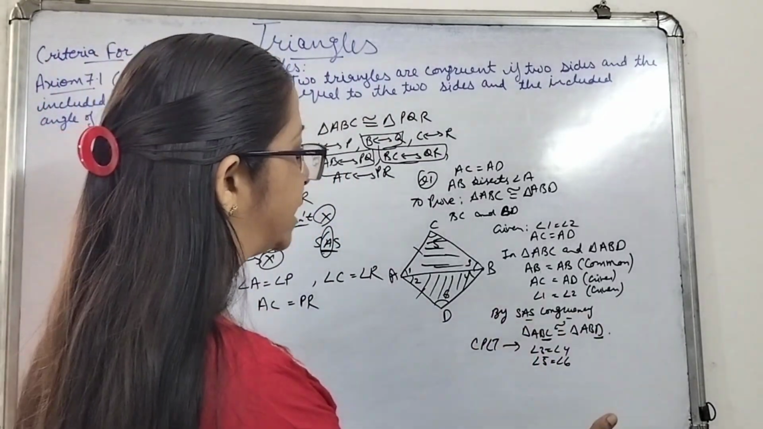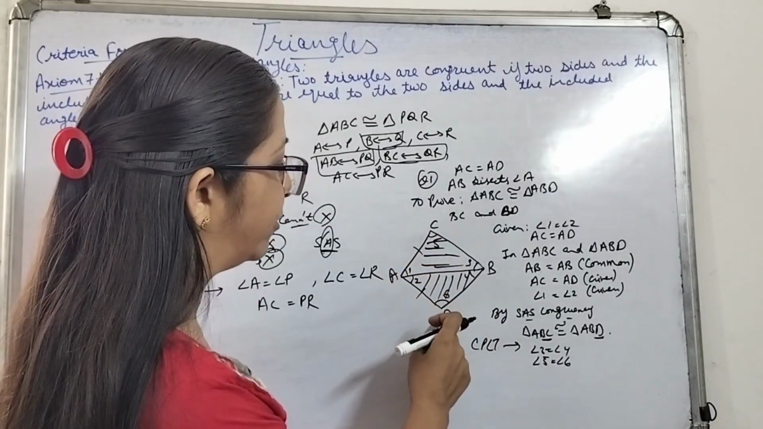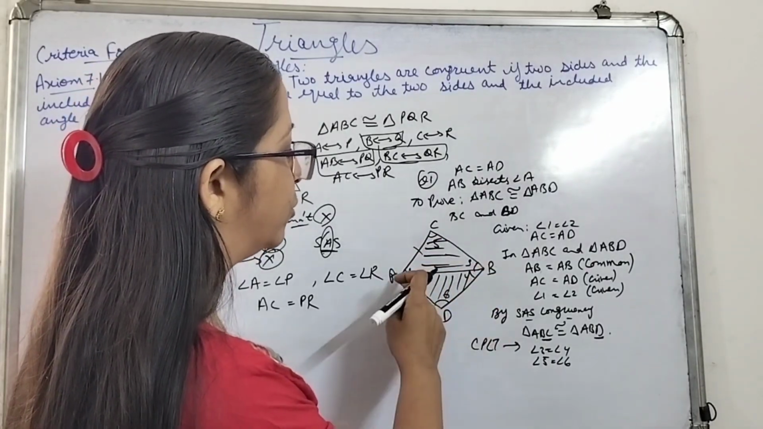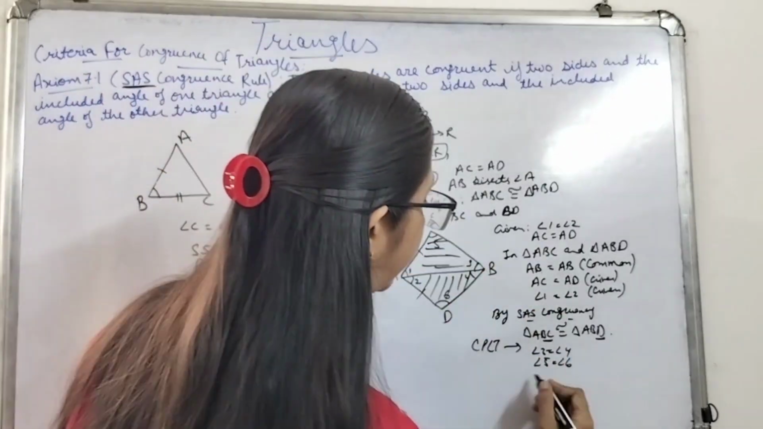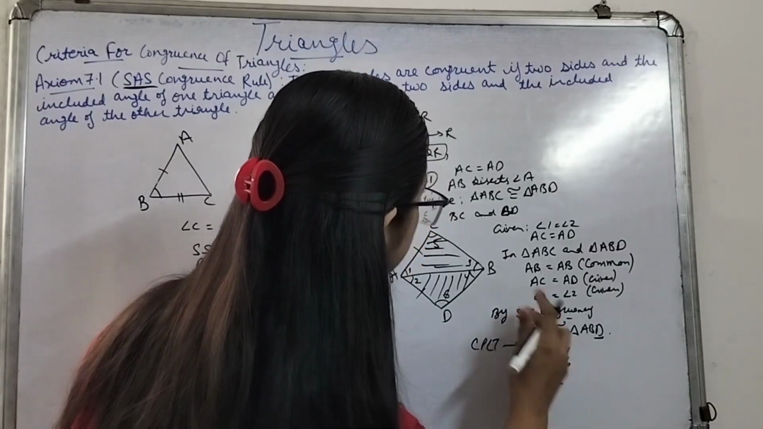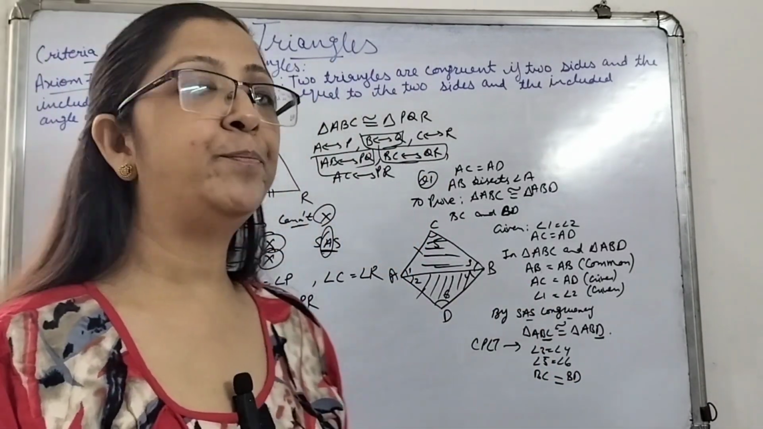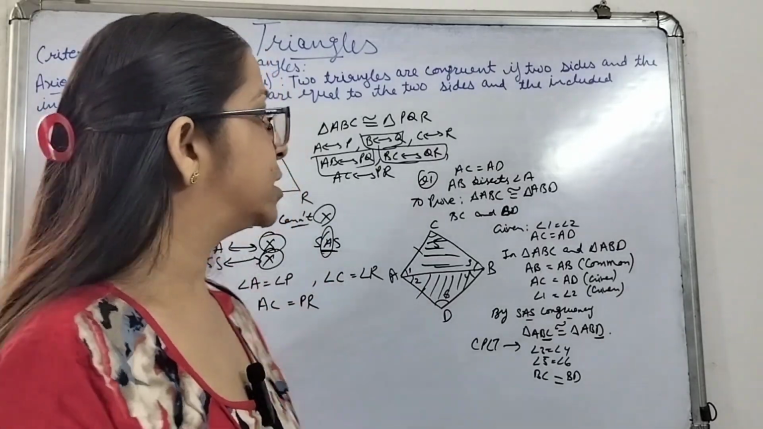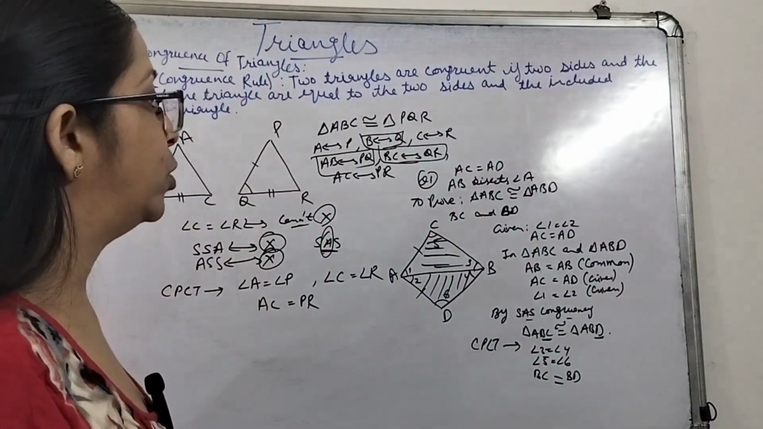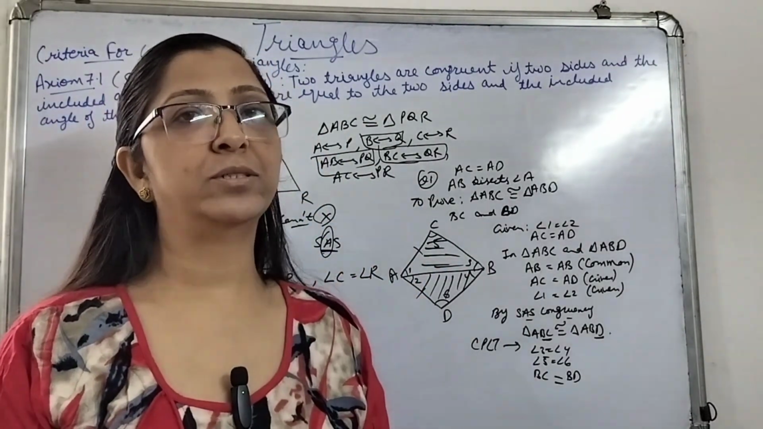And then corresponding sides will even be equal. This was already given equivalent to this. This was common for both the two triangles. So the remaining side, your BC, will be equivalent to your BD, because they are corresponding parts of the congruent triangles. So this is how we will be using the congruency rule, and we will be proving the questions.